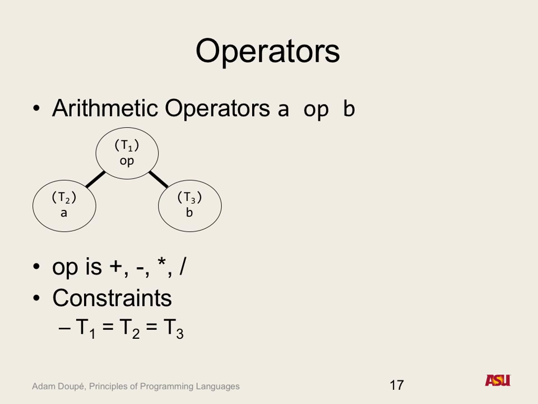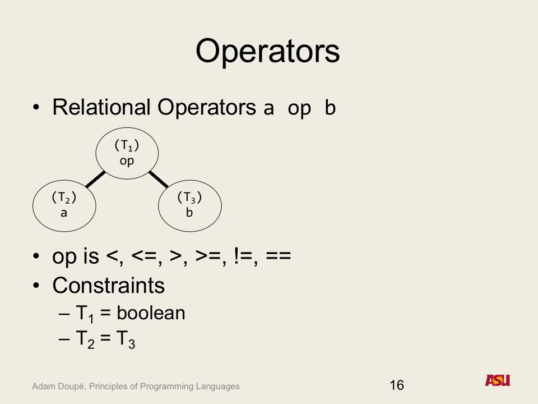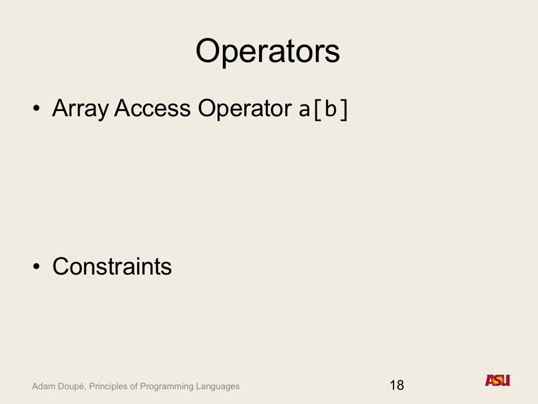Similarly, the relational operators take in two types and return a Boolean, just like we saw with the less than operator, with the comparison and max. So thinking that way, what would an array access operator be like? Take in an int and return a type. Take in an int and return, well, does it just take in one?